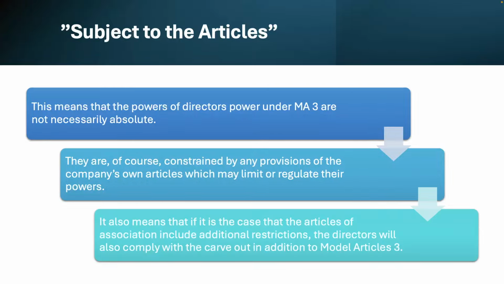It also means that if the articles include any additional restrictions or carve-outs, the directors must comply with those, as well as with the powers that are given in Model Article 3. The effect of this is that Article 3 of the Model Articles of Association gives what could be described as a default baseline of authority, but the company's own constitution may be able to modify, restrict, or even refine that baseline.